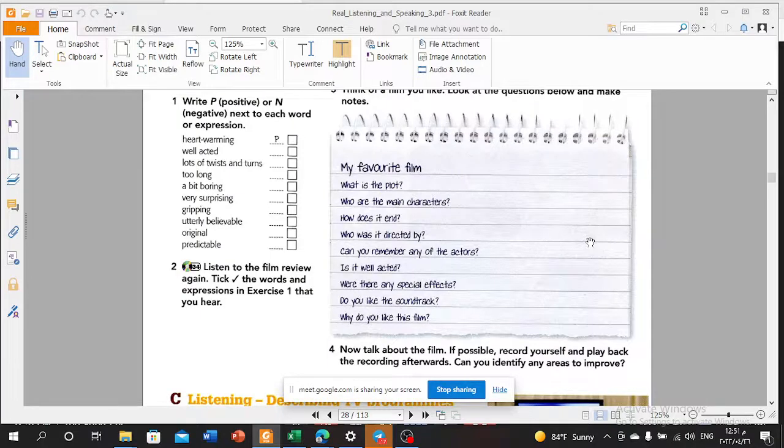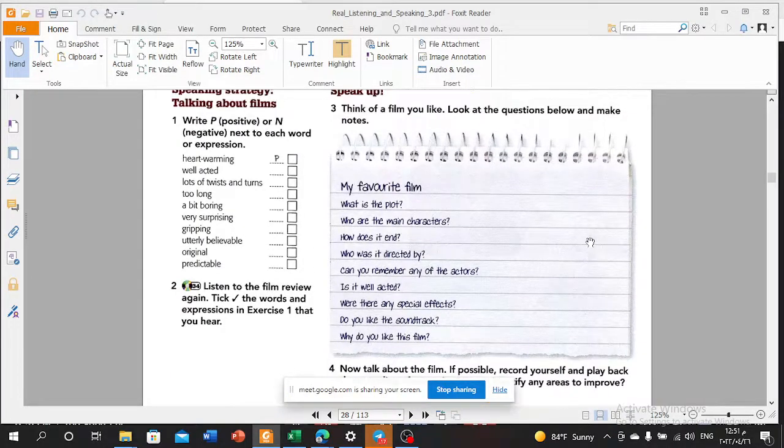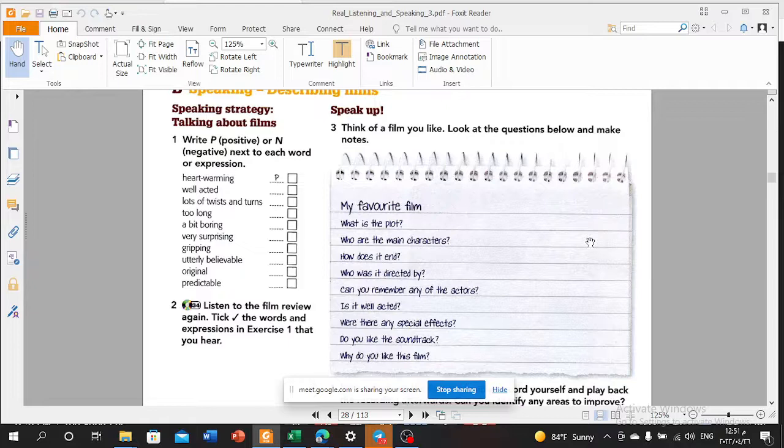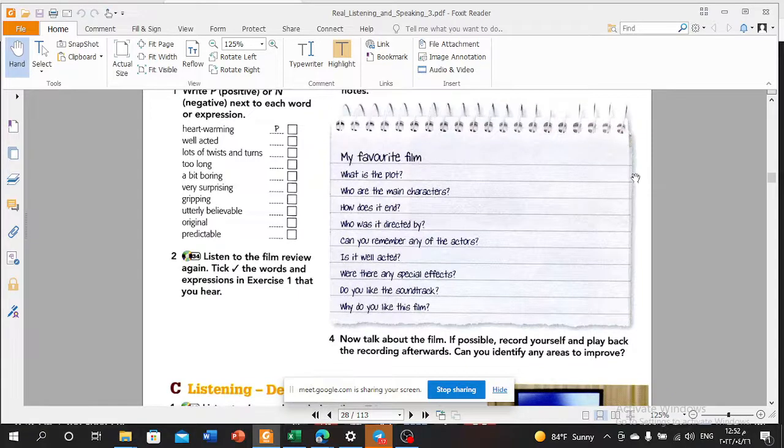Anyway, here we have an exercise in which it is required to write a passage about a movie or a film you like, or a favorite movie. So you have to write a few lines about this movie, and you have to include answers related to these few questions here.